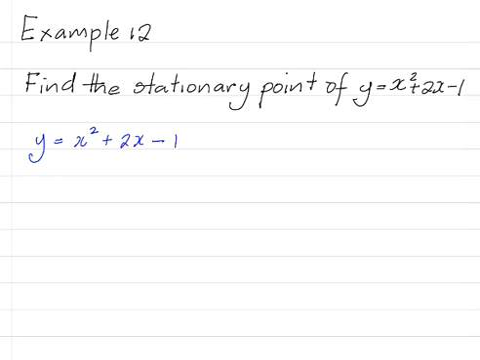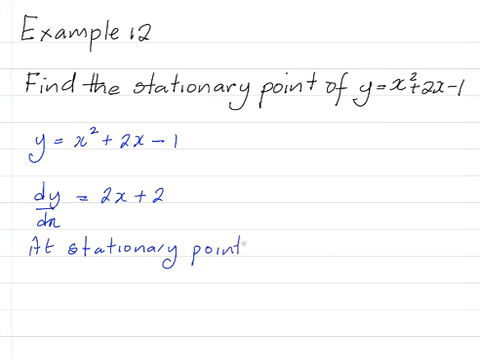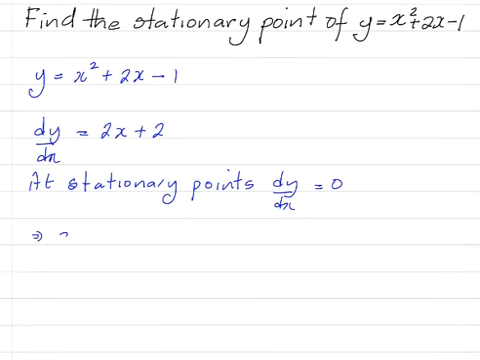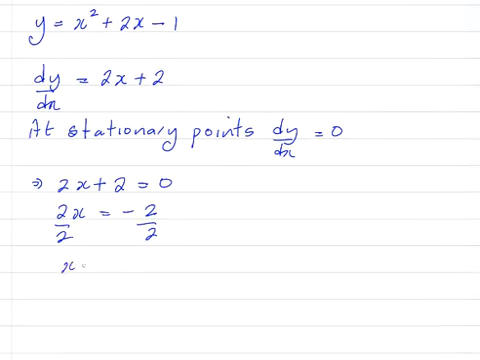The first thing we need to do is find the value of x at the stationary point. To do that, I'm going to find the first derivative. dy by dx is equal to 2x plus 2. Now, at stationary points, dy by dx is equal to 0. So therefore, 2x plus 2 is equal to 0. This is true only at the stationary points. So here we're going to have 2x is equal to minus 2. Divide both sides by 2. We're going to have x is equal to minus 1. So what this is telling me is that the value of x at the stationary point is x is equal to minus 1.